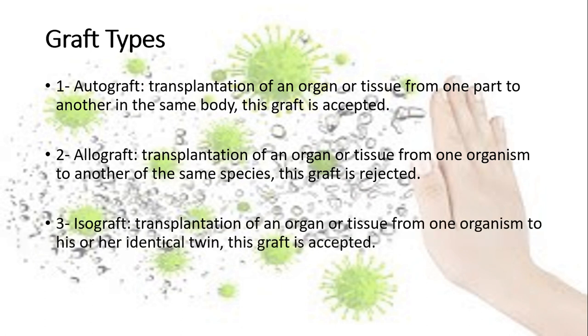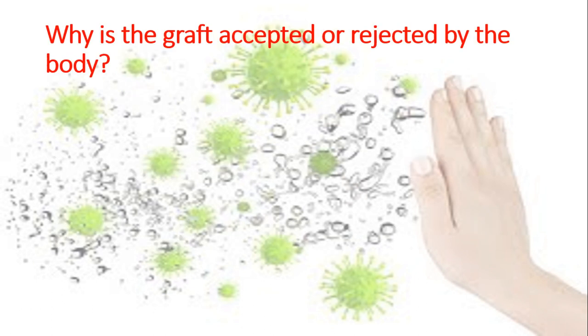usually rejected. We also have the isograft, which is the transplantation of an organ or a tissue from one organism to his or her identical twin. Of course, this graft is going to be accepted. We also have another type of graft known as the xenograft. It is a graft done between two different species. Of course, that type of graft is usually rejected.